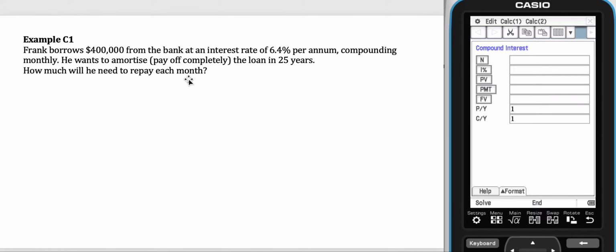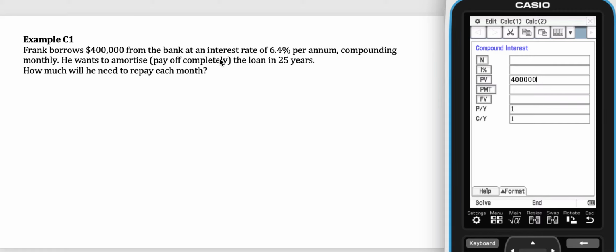So when we look at each bit of information in the question, hopefully what we're going to be able to do is start to take these values from the question and put them into Financial Solver. First thing that we're told is that he's borrowing $400,000. So that's our principal value, that's our PV. And we're going to put it in as a positive number, because when you borrow money from the bank, that money is coming to you. Remember that money coming to you is a positive number.